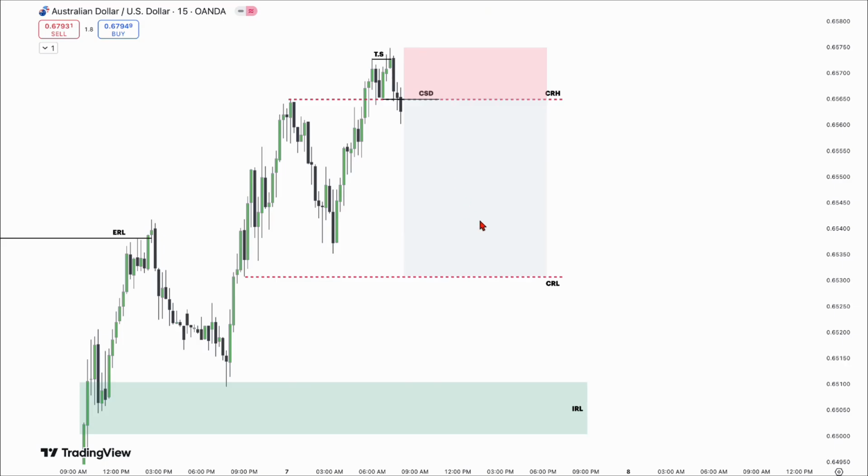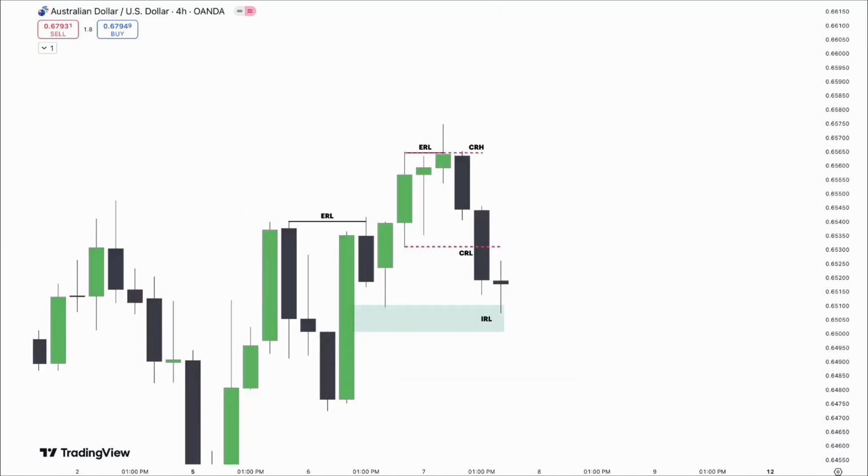Our first target will be the low of the CRT range, and the final target will be the IRL, which is the FVG. Let's see how it plays out. You can see the price is moving downward, and we've hit our first target. Now we'll extend our target to the next IRL. Let's watch what the price does next. And finally, you can see that the price has hit our final target, which is the IRL FVG. Notice how the higher time frame showed displacement to the downside, perfectly aligning with our target.